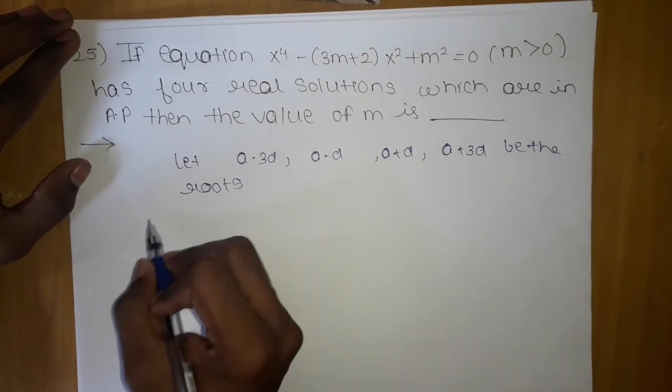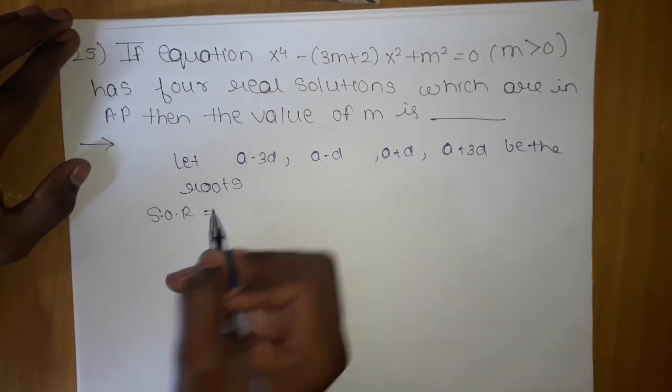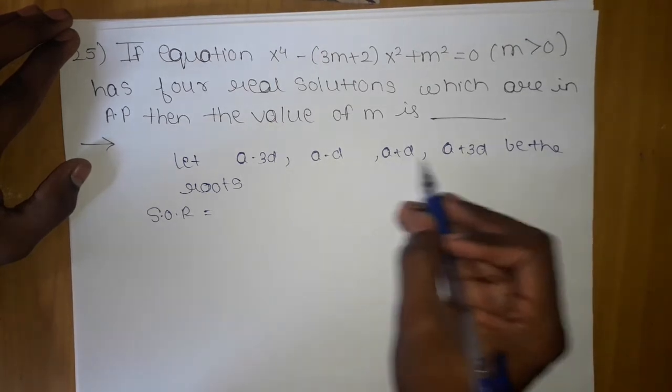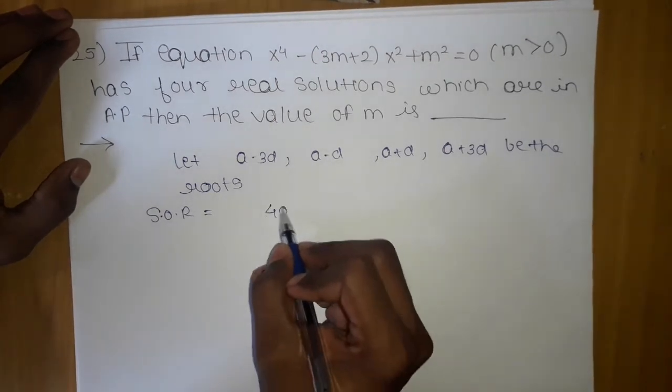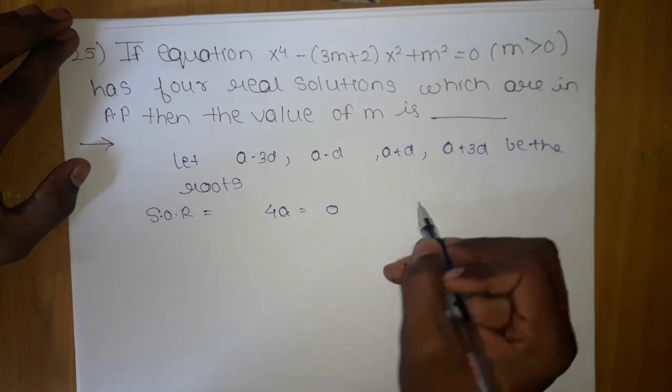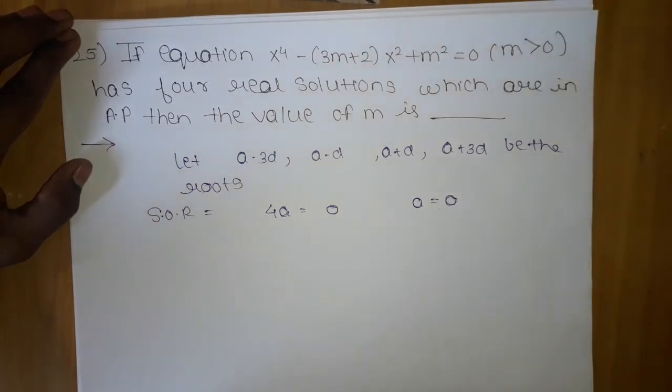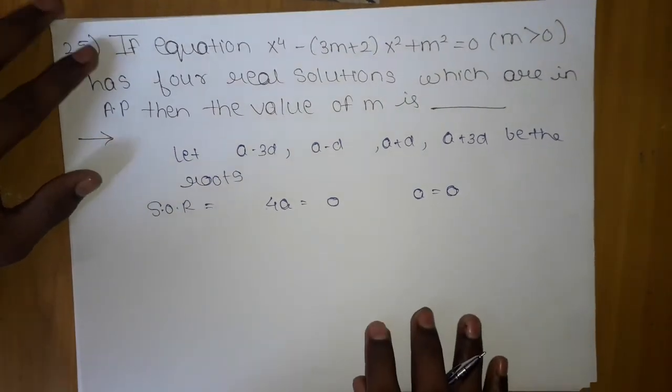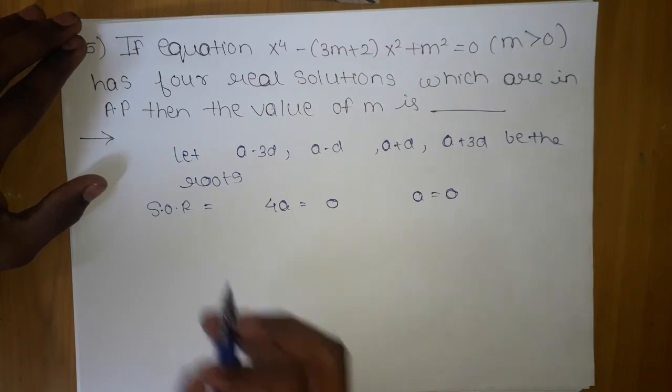Now if I add the sum of roots, everything else will cancel out, which will give me 4a should be equal to 0, ending up with a equals 0. So I got a big thing, a. Now our half job is done.